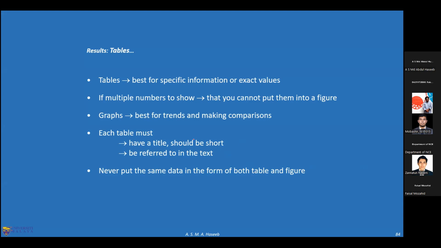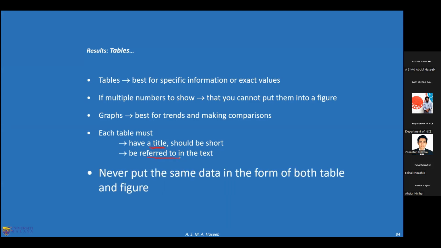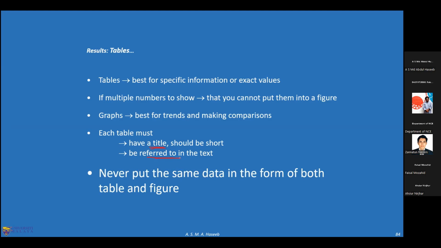So each table will have a short title, and each table and figure, the same goes for figure, must be referred to in the text. I think I mentioned this already. I just want to highlight it once again. Don't give the data in 2 forms. Just use 1.